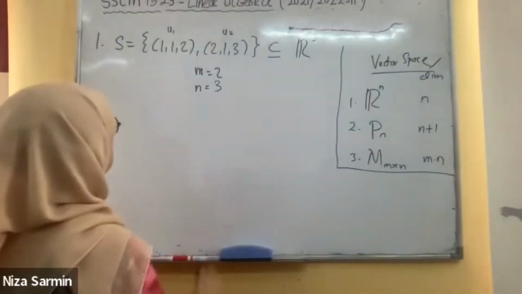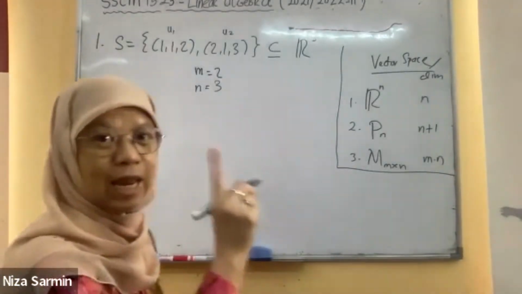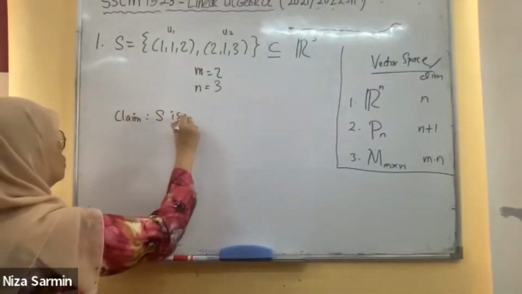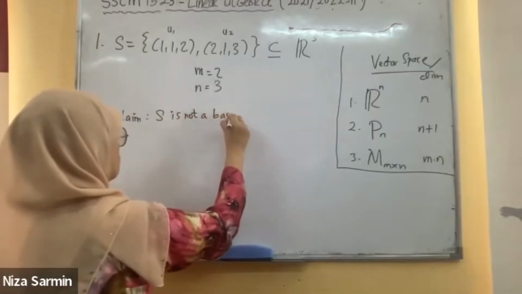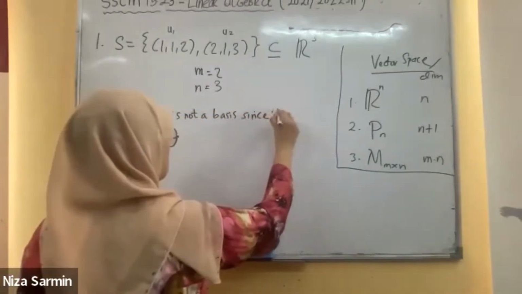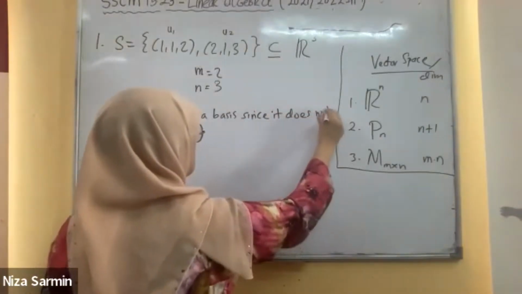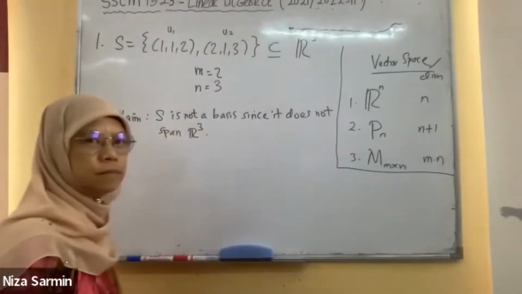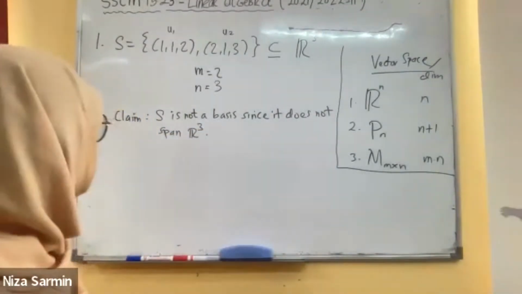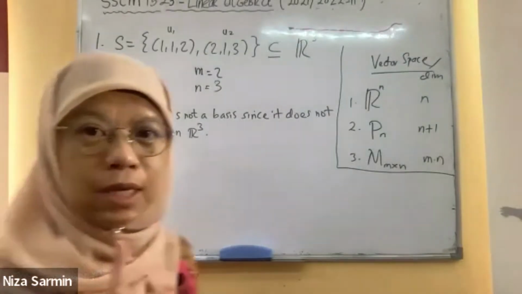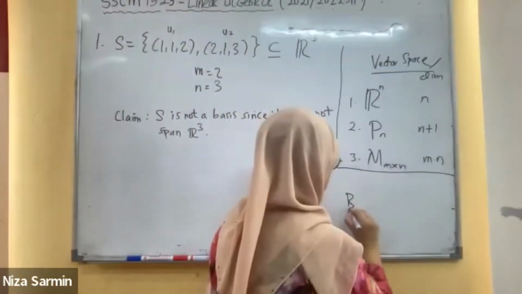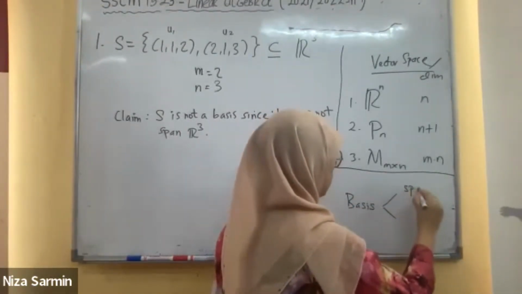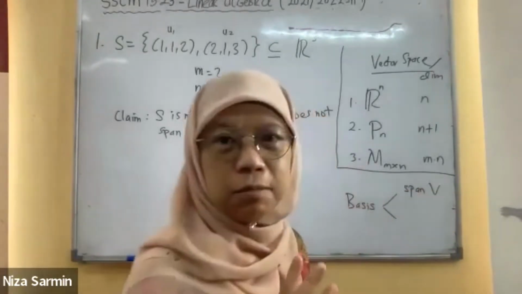Right. Okay, so we claim S is not a basis since it does not span R. Because to be a basis, it has to span V. What does it mean by span V?